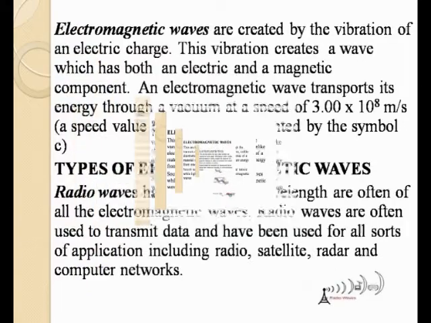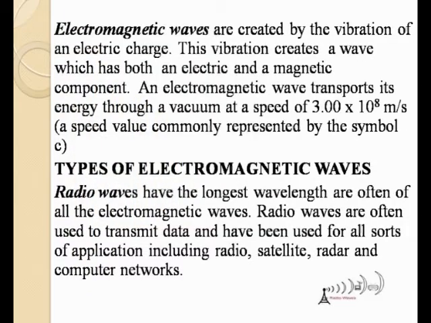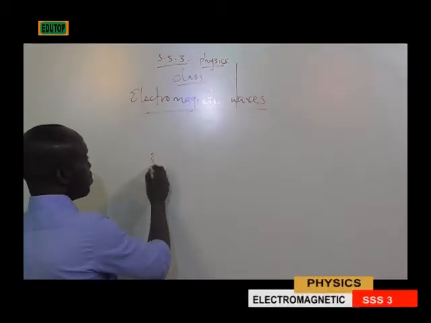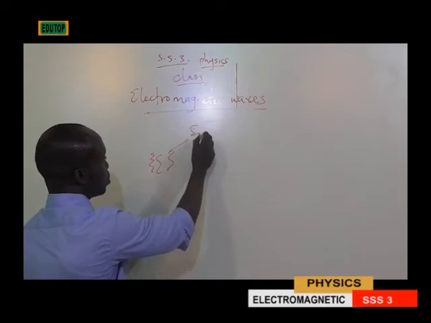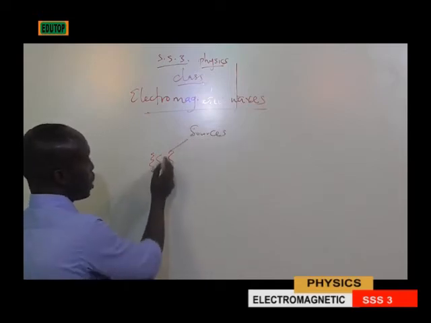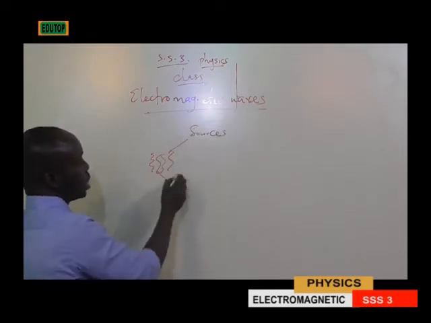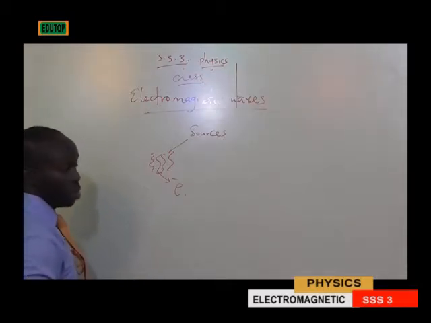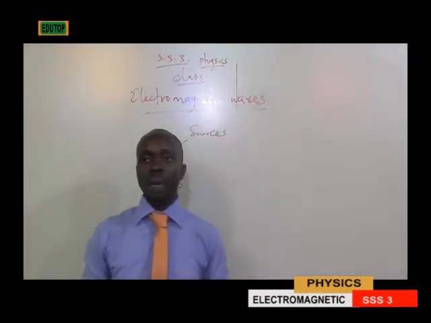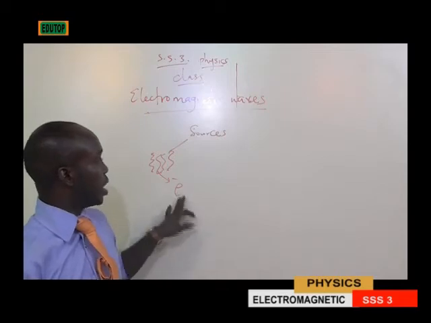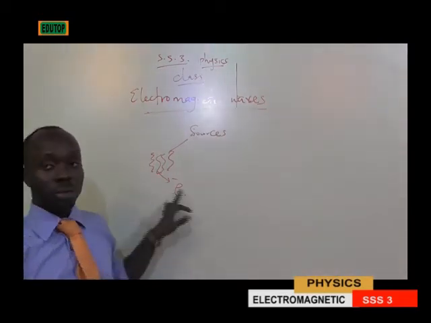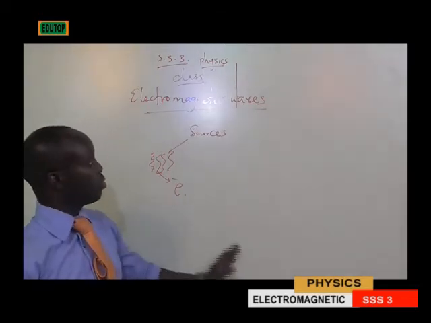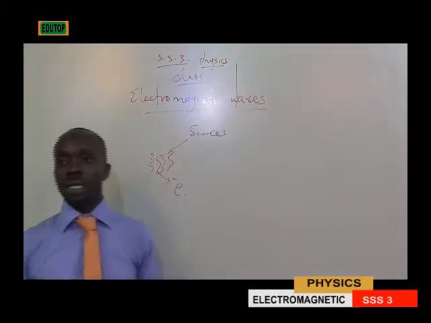Let's proceed. Electromagnetic waves are created by vibration of electrical charges. Vibration, this is the source, the source point. When the source point vibrates, it will discharge electrons. From that definition, they are created by the vibration of an electric charge. When an electric source is vibrated, it discharges electrons. So these electron flows too could be termed as electromagnetic wave.